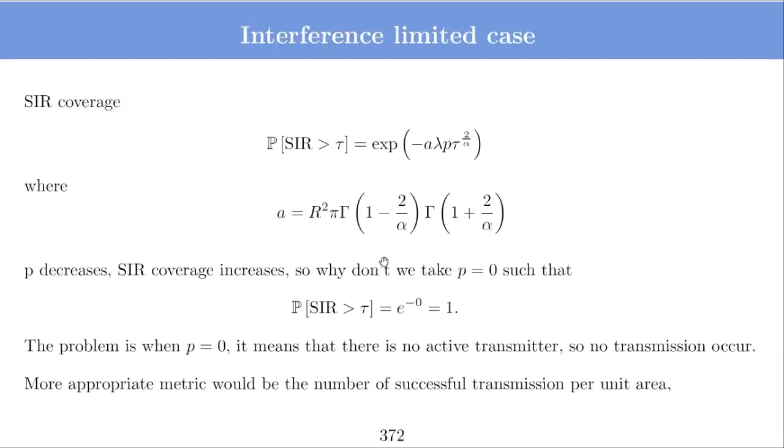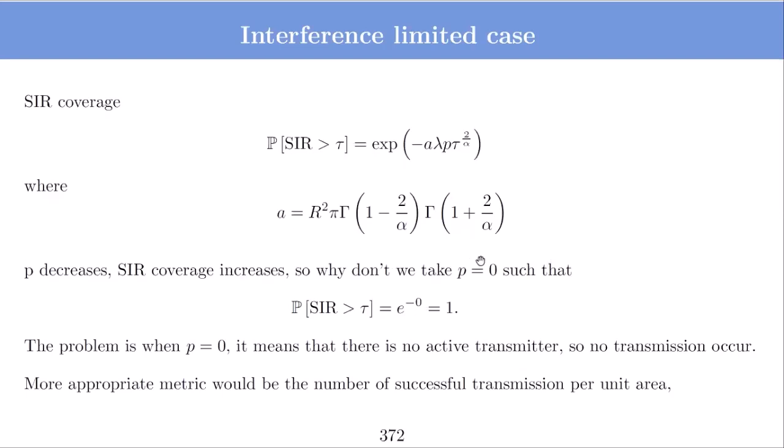So let us ignore the other terms, the R squared and this thing; just make it A. So what I get is the SINR coverage probability is exponential of minus A lambda p tau^(2/alpha), right? And here I have just included all the other parameters in terms of A only, and I want to focus on the interplay of lambda, p, and tau. Now you can see if p is decreased, the SINR coverage probability increases, right?